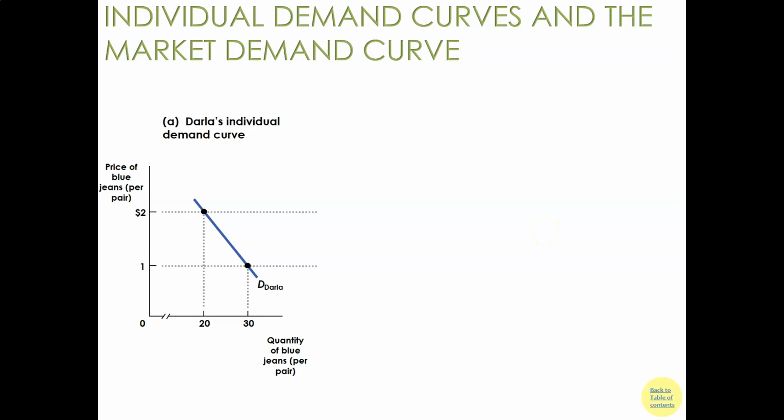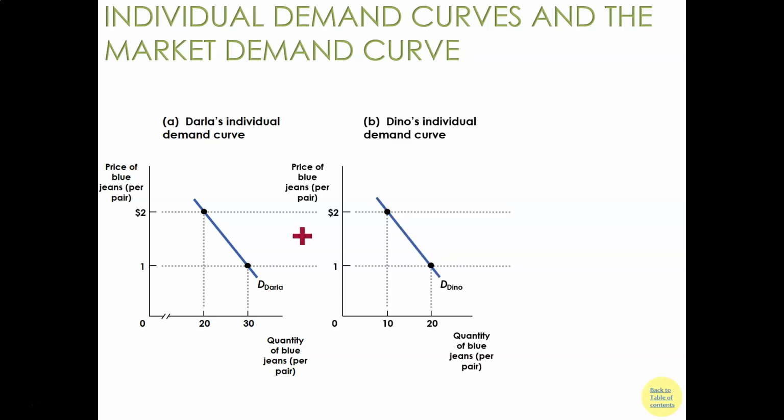Now, how do we get from an individual demand curve to a market demand curve? Just as a simple example of two individuals, here's Darla. That's her individual demand curve for blue jeans per year, quantity of blue jeans per year, and then price of blue jeans per pair, it should say up there. It should say per year down below. So she buys 20 to 30 depending on the price. Dino's individual demand curve is he buys 10 to 20 depending on the price.